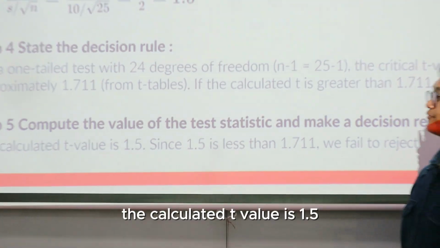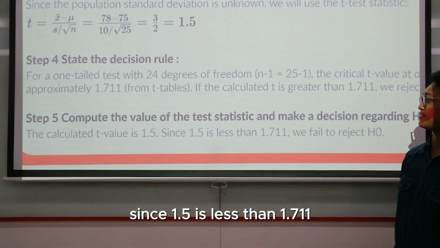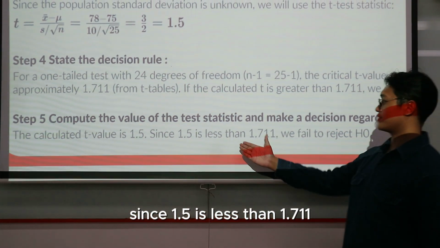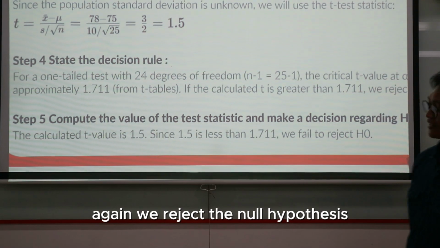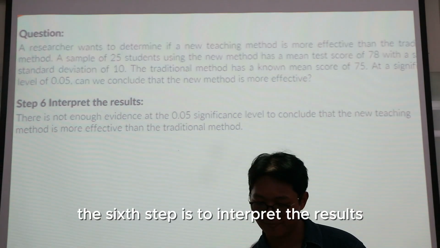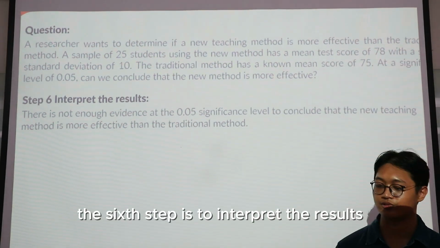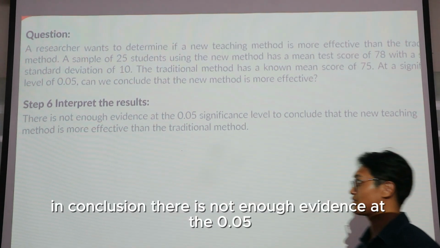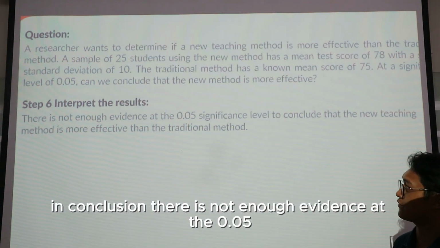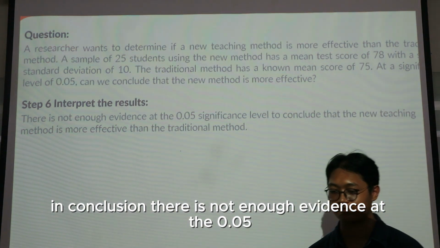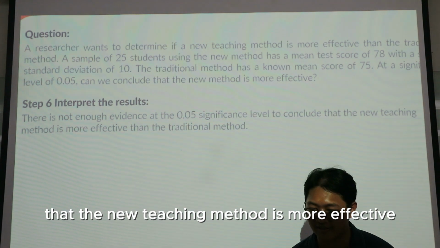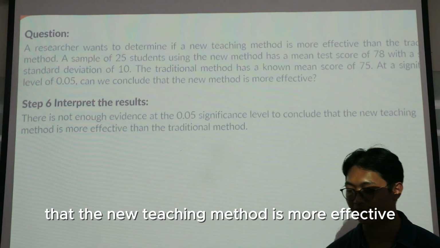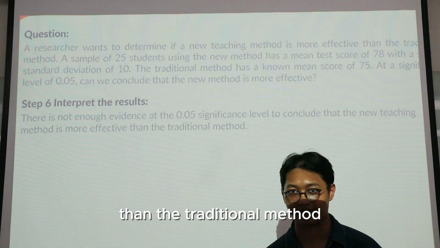The calculated t value is 1.5. Since 1.5 is less than 1.711, we fail to reject the null hypothesis. The sixth step is to interpret the results. In conclusion, there is not enough evidence at the 0.05 significance level to conclude that the new teaching method is more effective than the traditional method.